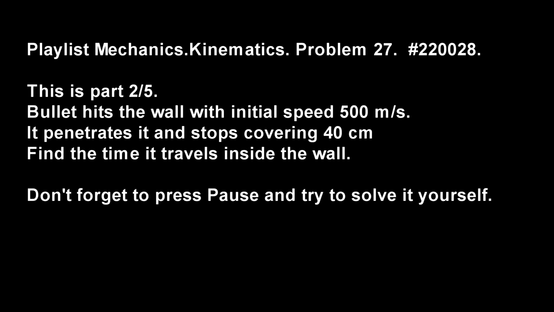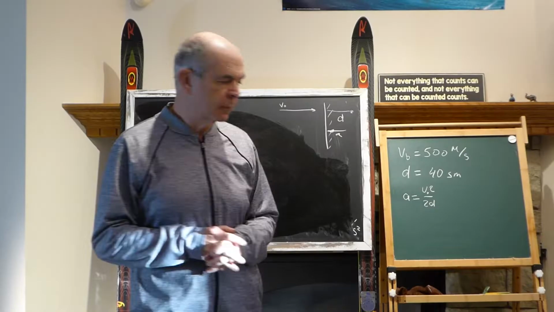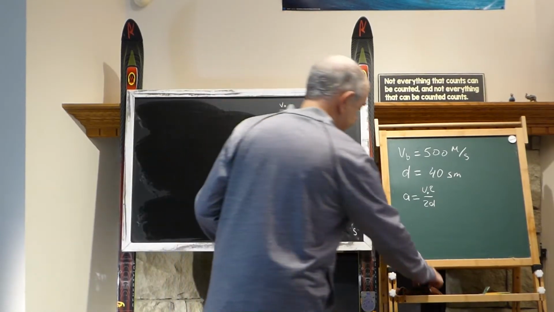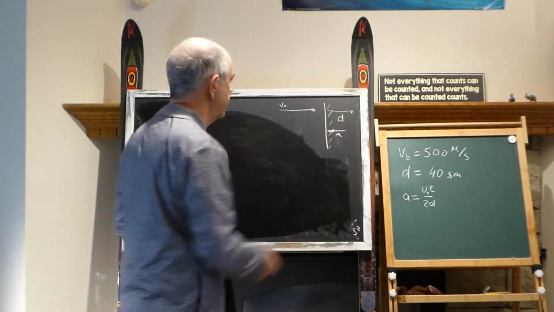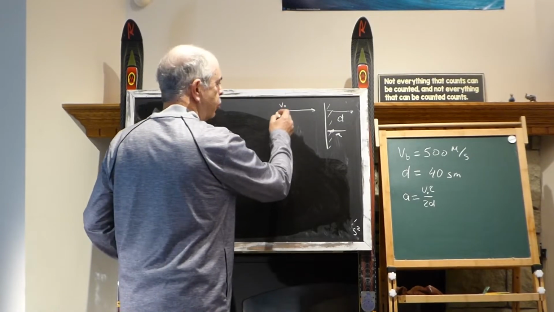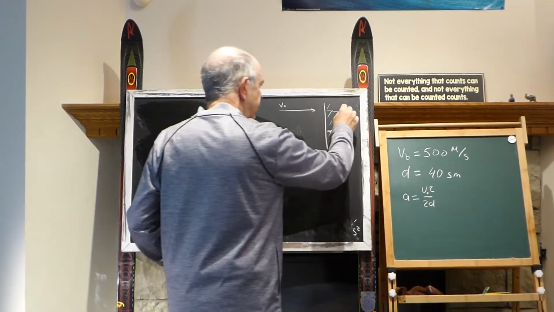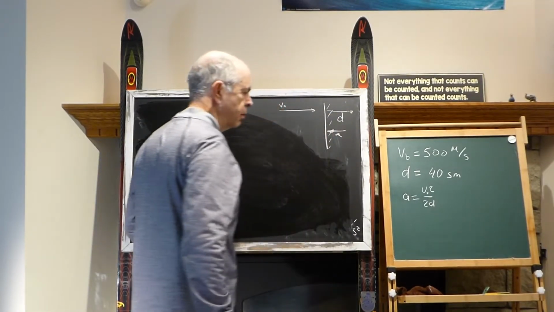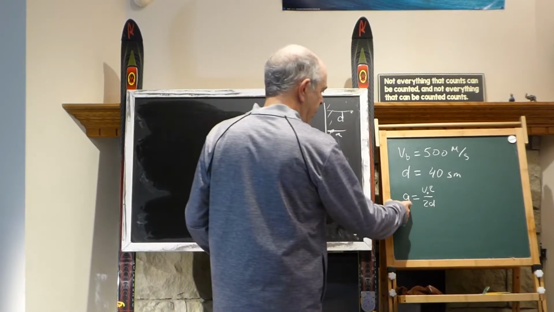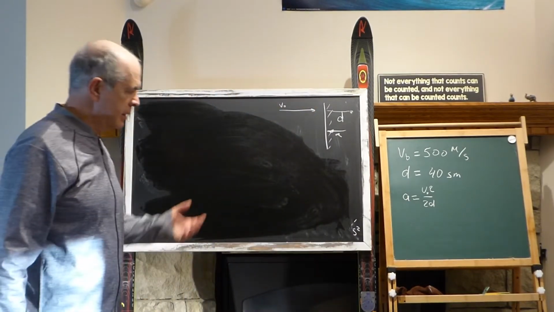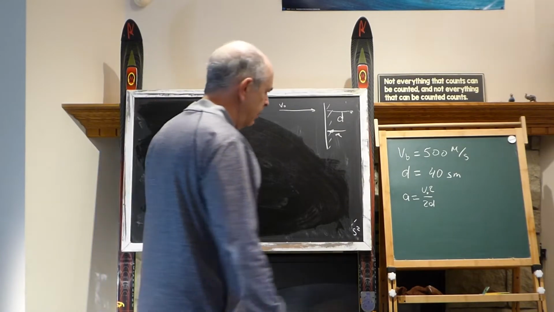So here is a problem. As always, read it, maybe once, maybe twice, and then pause the video and try to solve it yourself. Today's problem is a continuation. It's part 2 of the same problem about the bullet that goes with V0, travels distance D, stops. Last time we found A, this time let's find T.